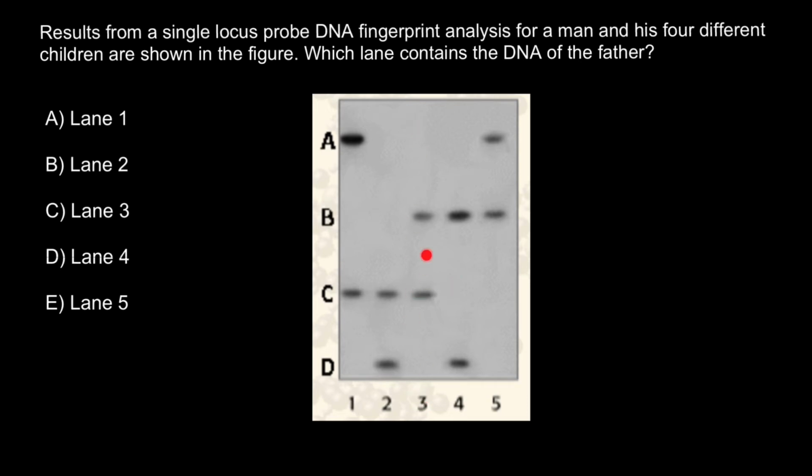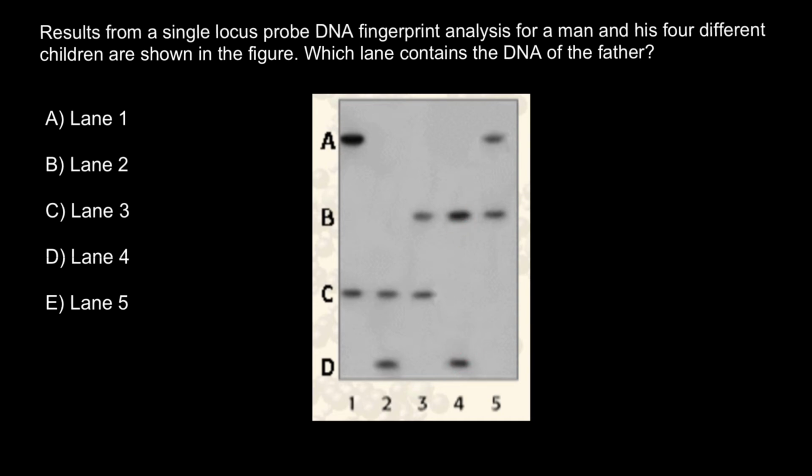Can person number 3 be a child of person number 1? Yes, he also shares allele C with his father, and this allele B he can get from his mother's side. Can person number 4 be a child of person number 1? No, because he doesn't share any of the alleles. No C, no A. This person has alleles D and B.